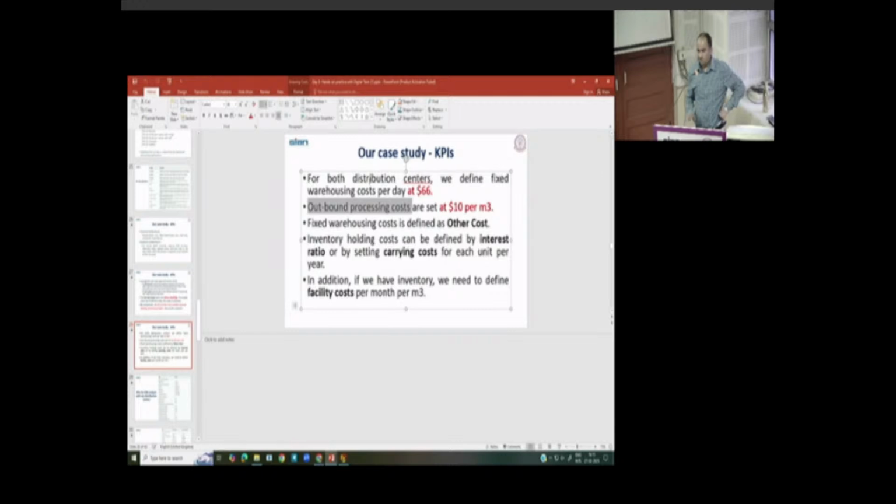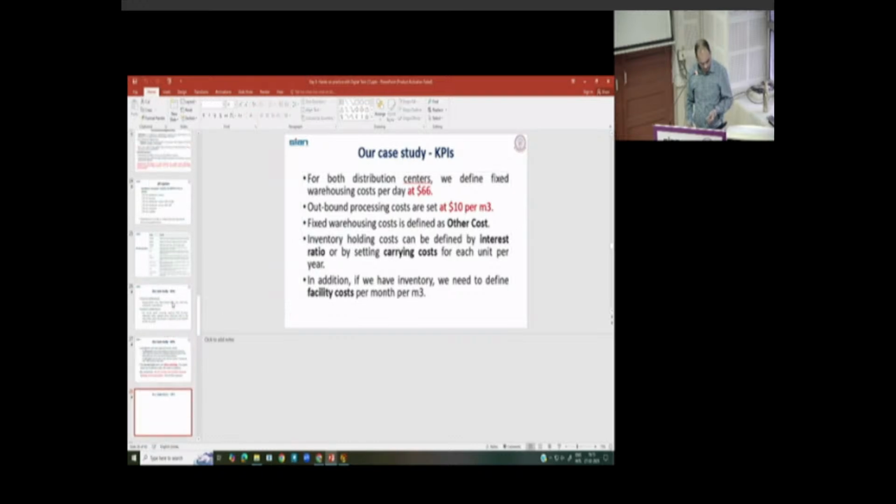Okay. Warehousing cost is managing the inventory within your warehouse. That's your warehousing cost. Outbound cost will come when you are moving the goods out of the distribution center. So outbound processing cost is 10 USD per cubic meter. Fixed warehousing cost is defined as other warehousing cost, and inventory holding cost as a carrying cost. Okay. So those are the things.